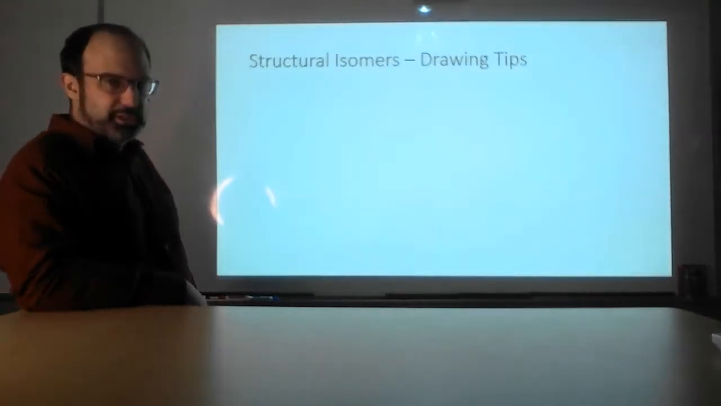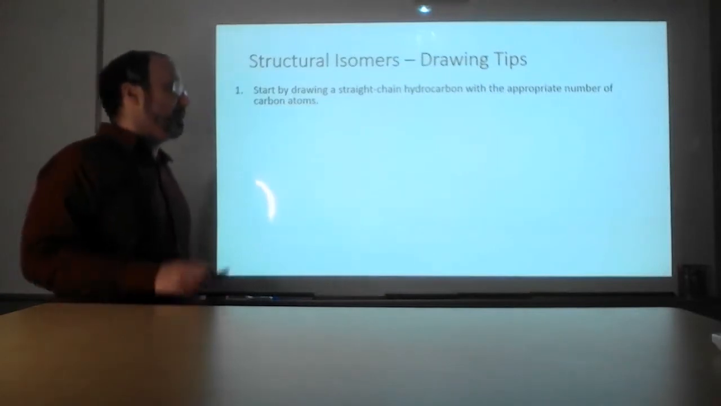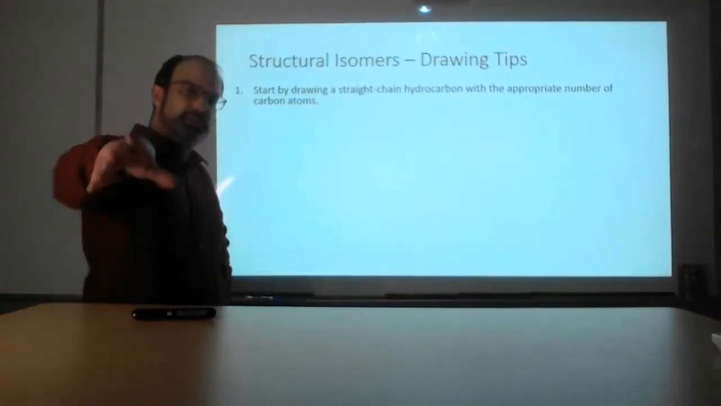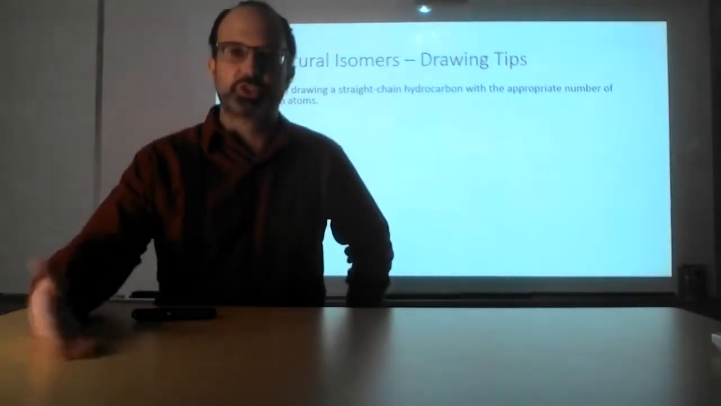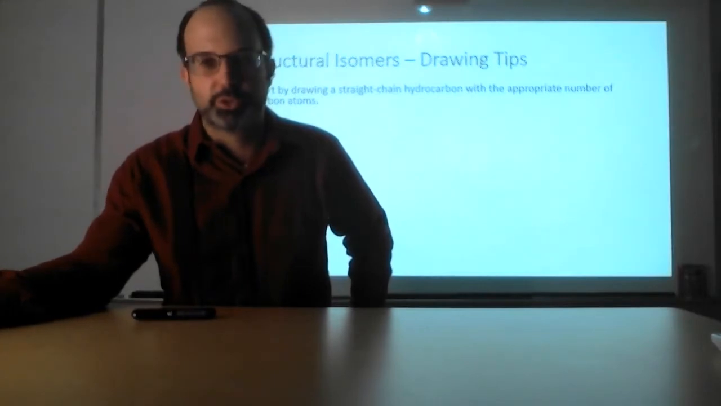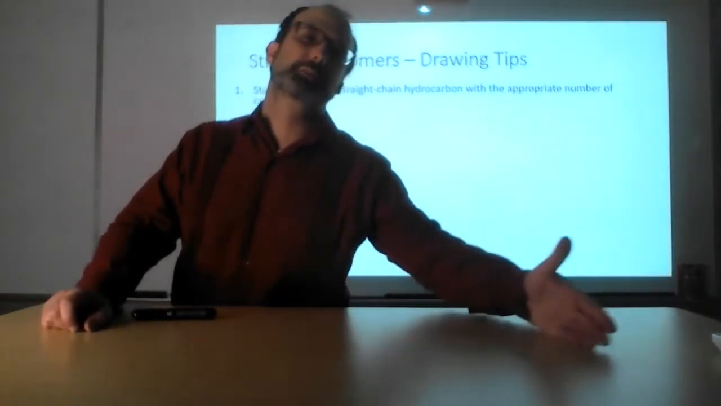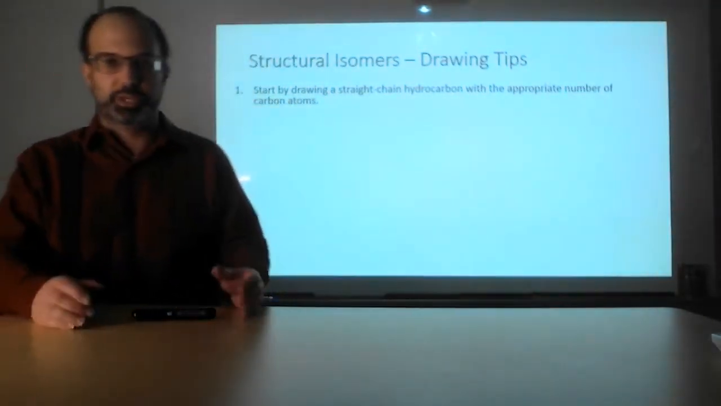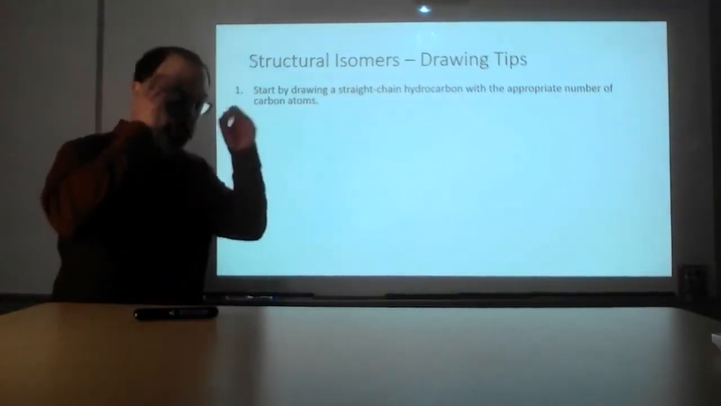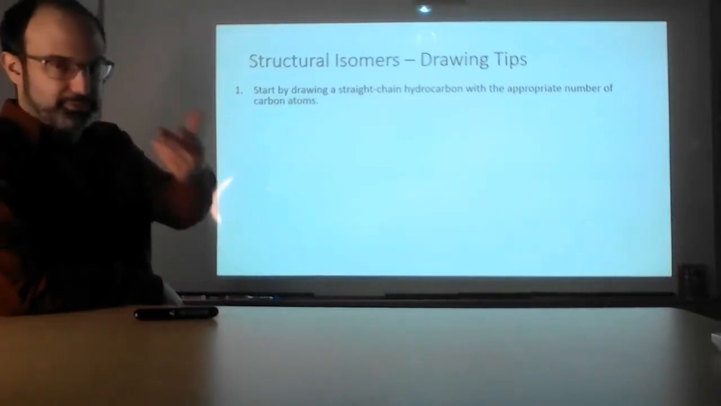So some drawing tips, okay? Start by drawing a straight chain hydrocarbon. Right, so if a question says, draw all of the structural isomers of a particular alkane, say pentane, just choosing one at random: draw all the structural isomers of pentane. How would I do it? Okay, step 1, draw pentane.